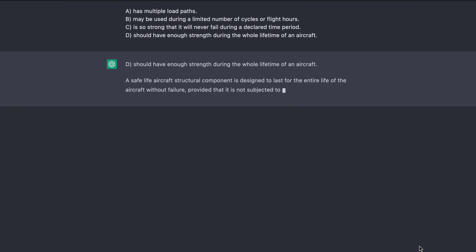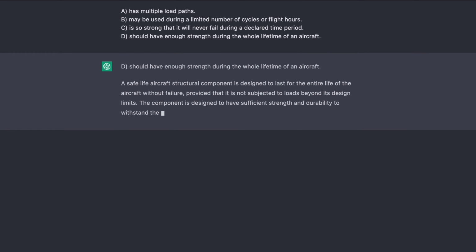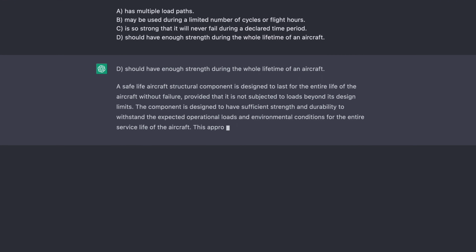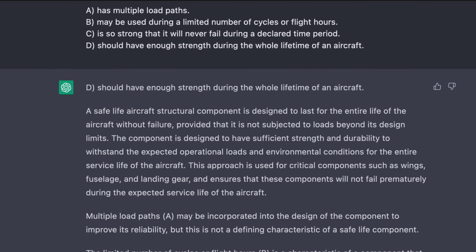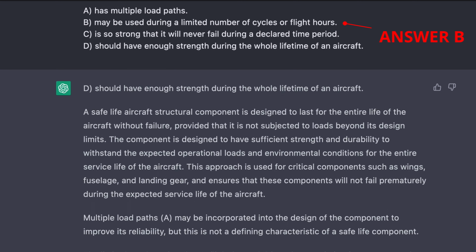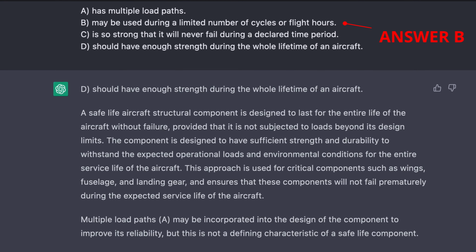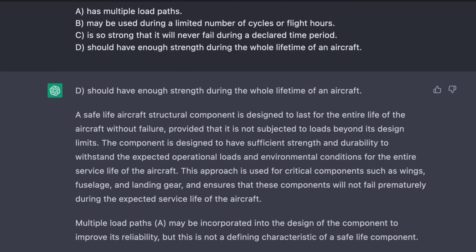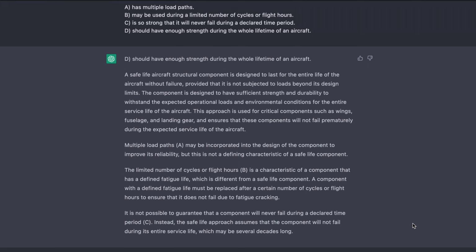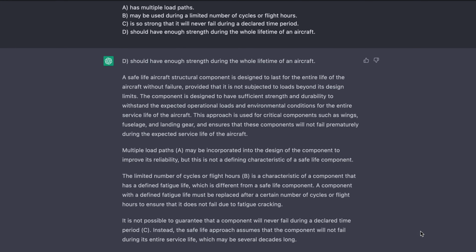Oh, and I got it wrong. Well, that's interesting. Okay, so the correct answer here is B. May be used during a limited number of cycles or flight hours, because it's misunderstood the language. The clue's in the name. It has a defined safe lifetime. After that, it has to be changed. Could be because it's difficult to inspect or just the nature of the material or whatever. Not a good start. Next.